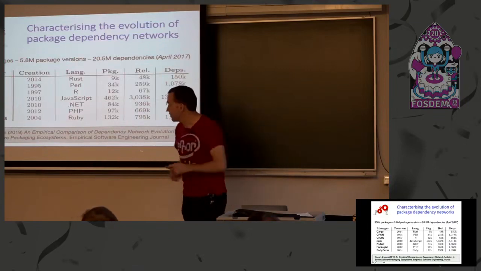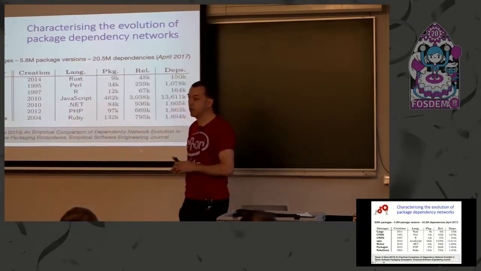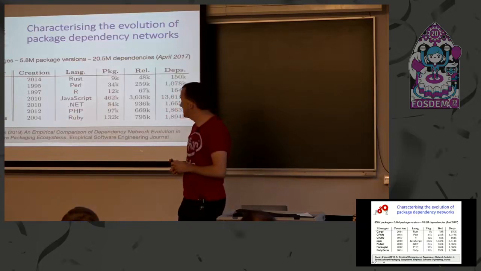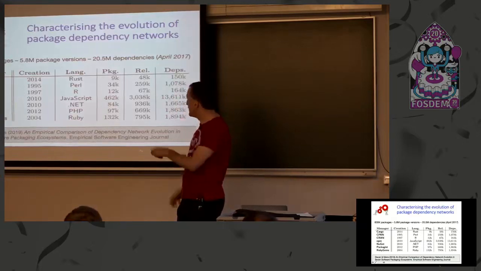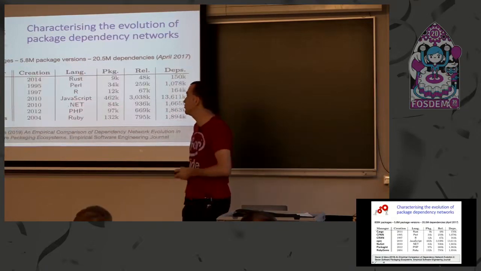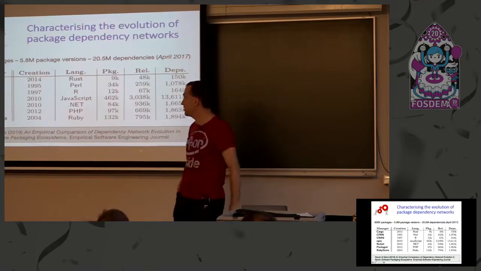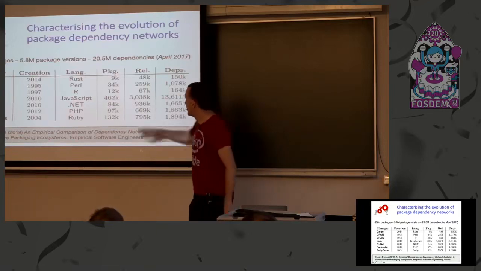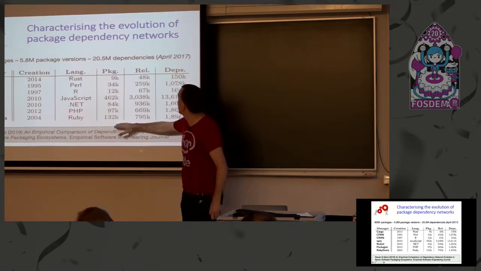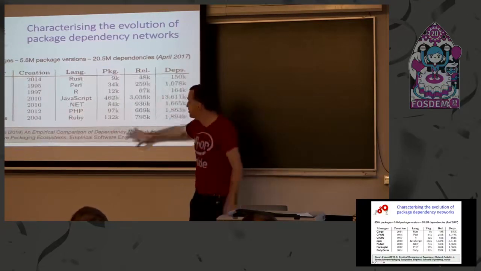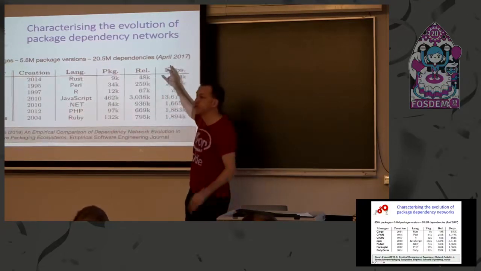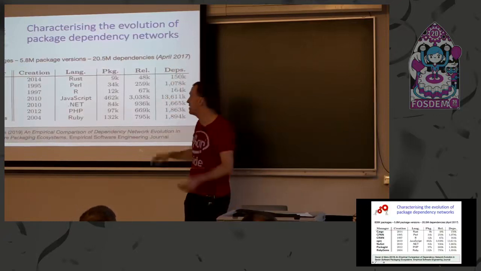You can see that most of them are dynamic, interpreted or compiled programming languages. Some of them are pretty old, so we have CPAN and CRAN in the 90s. Some of them are pretty new, like Cargo, only created in 2014. Also in terms of number of packages available, this was the oldest study, in April 2017. We should maybe do it again today to see what has changed.